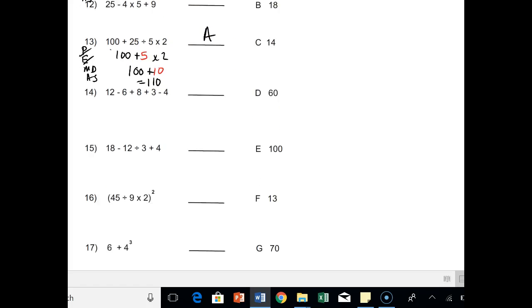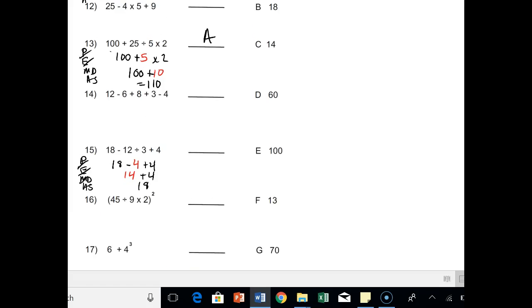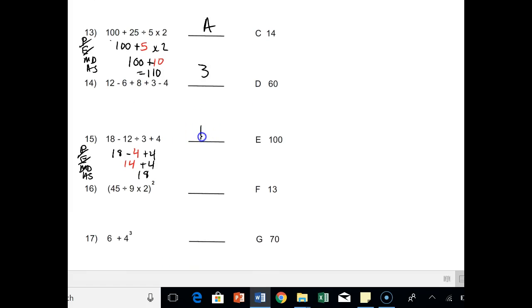On number 15, again, write PEMDAS. No parentheses, no exponents, no multiplication, but I do have division. So I want to do 12 divided by 3, which is 4. 18 minus 4 plus 4. I want to do the subtraction first because it pops up first when I read it left to right. So 18 minus 4 is 14. 14 plus 4 is 18. So I'm looking for 18. That is the letter B. So B goes on this line. Sorry, not that one, this one.